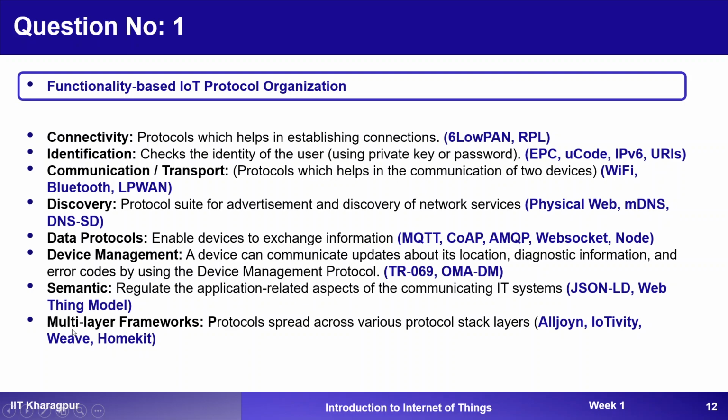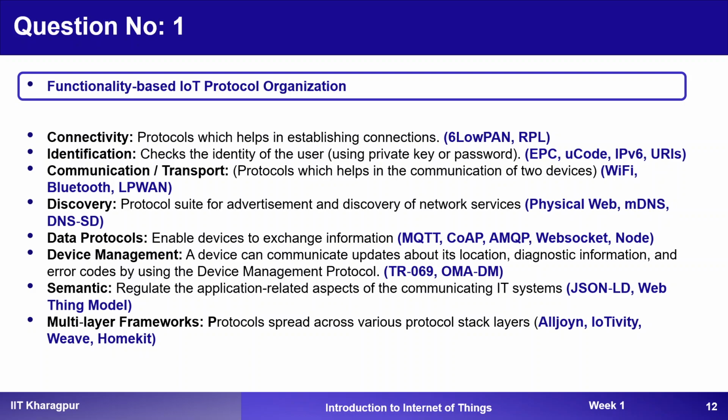First of all, your connectivity protocol. The connectivity protocols are those protocols which are responsible for establishing the connection between different devices which are present in the IoT network. So basically, these connectivity protocols are responsible for making two devices interact with each other. The examples of connectivity protocols can be 6LoWPAN and RPL.